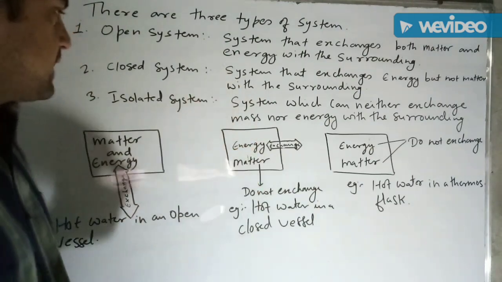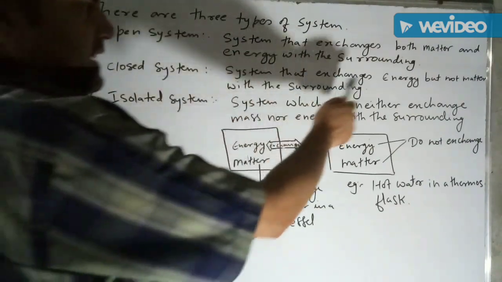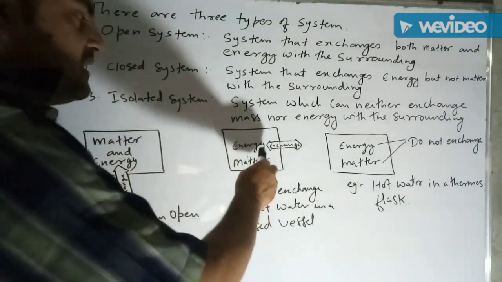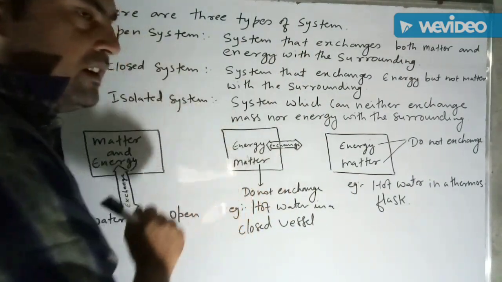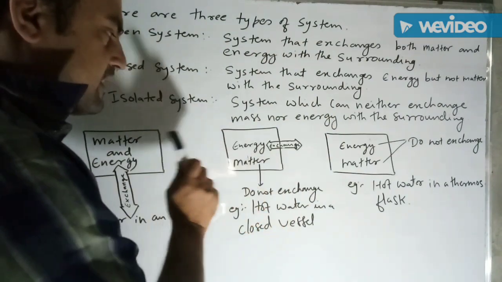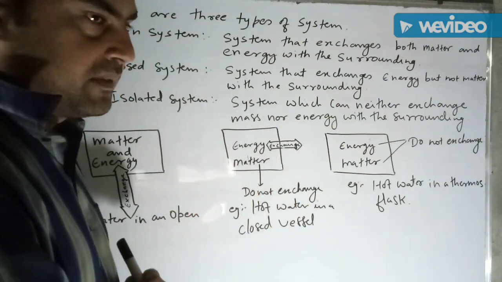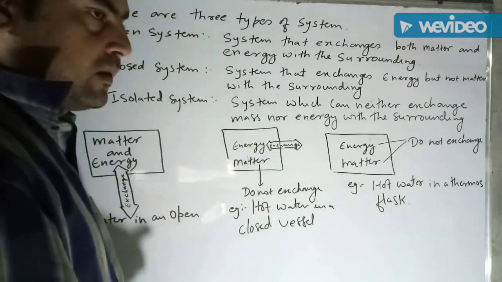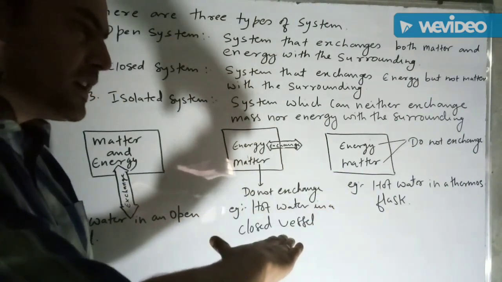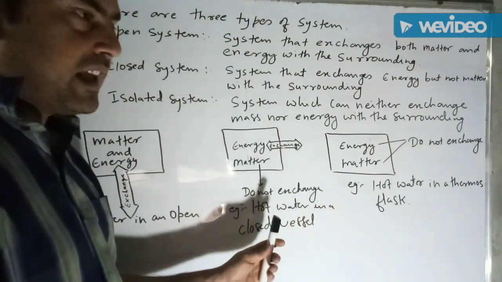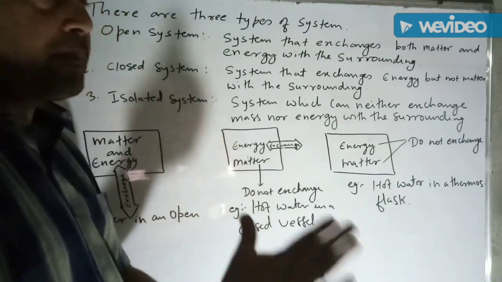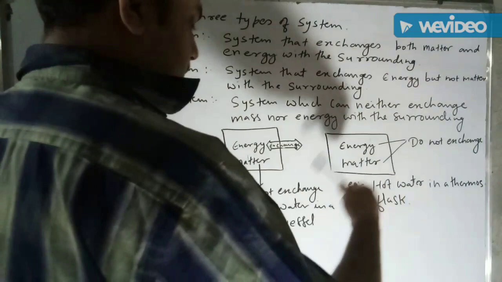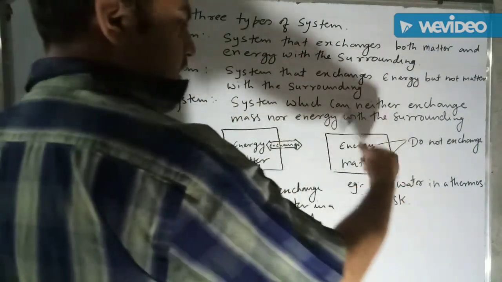The second one is the closed system: a system that exchanges energy but not matter with the surrounding. It does not exchange matter; it exchanges energy only. For example, if we keep hot water in a closed vessel, heat will be lost, which means energy will be exchanged, but matter, the water vapor, cannot be exchanged.